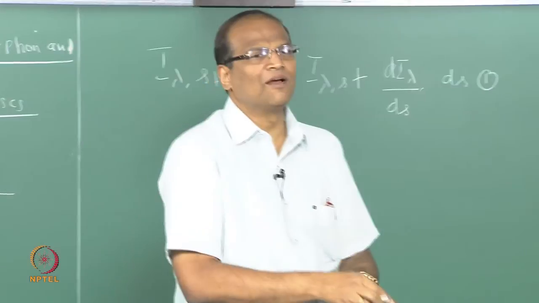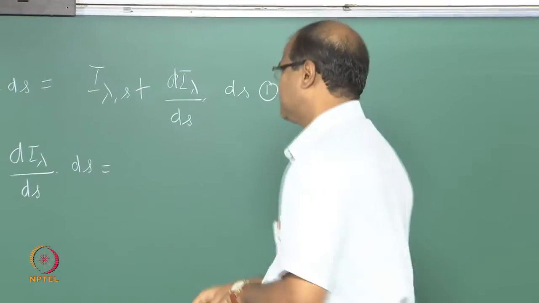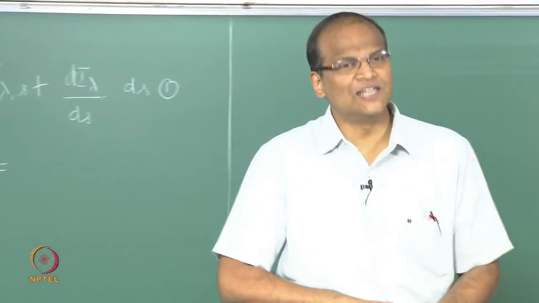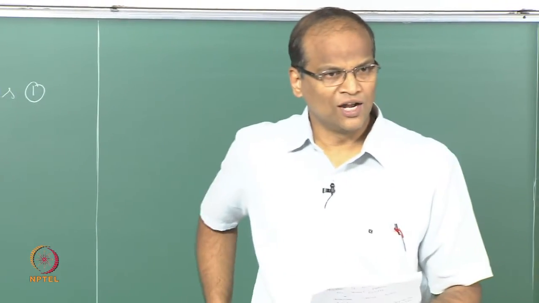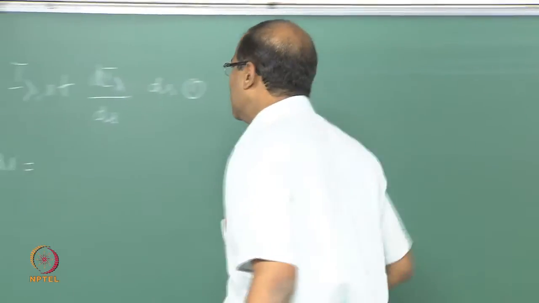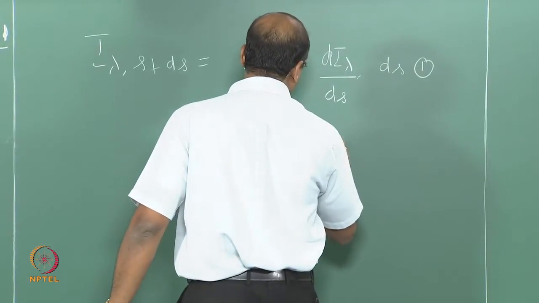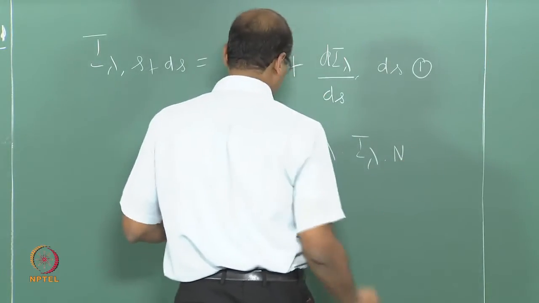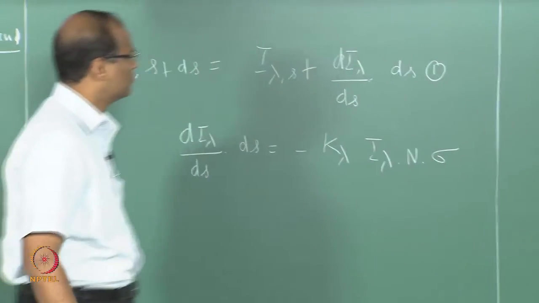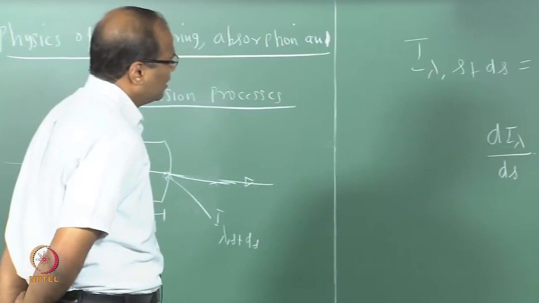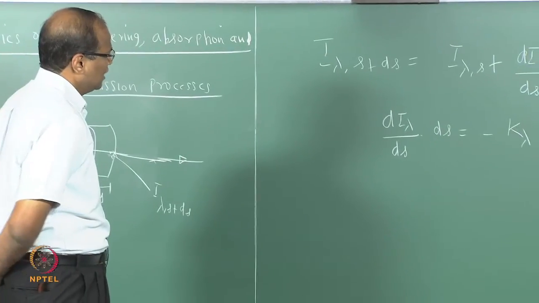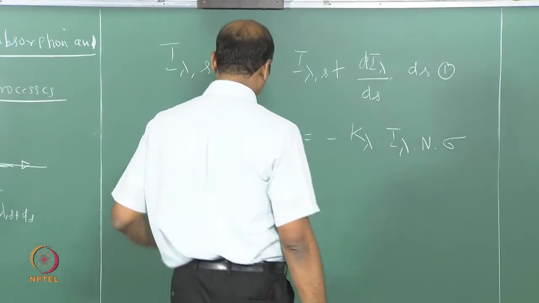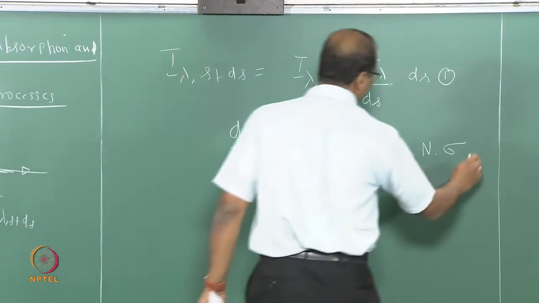What do you think this dI lambda by dS into dS will be? dI lambda by dS is the rate of change of intensity with distance; dS is the local coordinate. Now you have to know that this is minus kappa lambda I lambda n into sigma. Please note this carefully. So dI lambda by dS into dS is minus I lambda kappa lambda into dS.